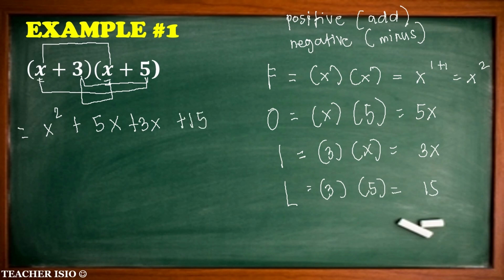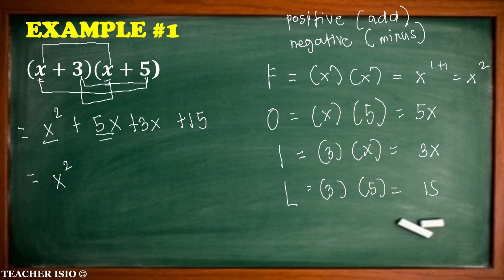Eto na ba ang sagot? X squared plus 5x plus 3x plus 15? Hindi pa ayan ang ating sagot. Why? Kasi meron pang similar term dyan. Okay? So kapag similar term, kailangan pagsamahin natin. Si x squared ba may ka-similar term? Since none, just bring down x squared.